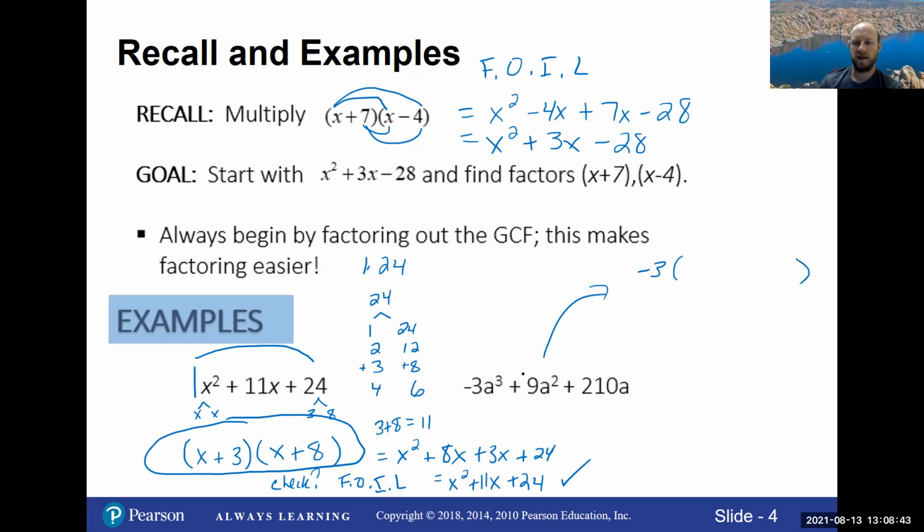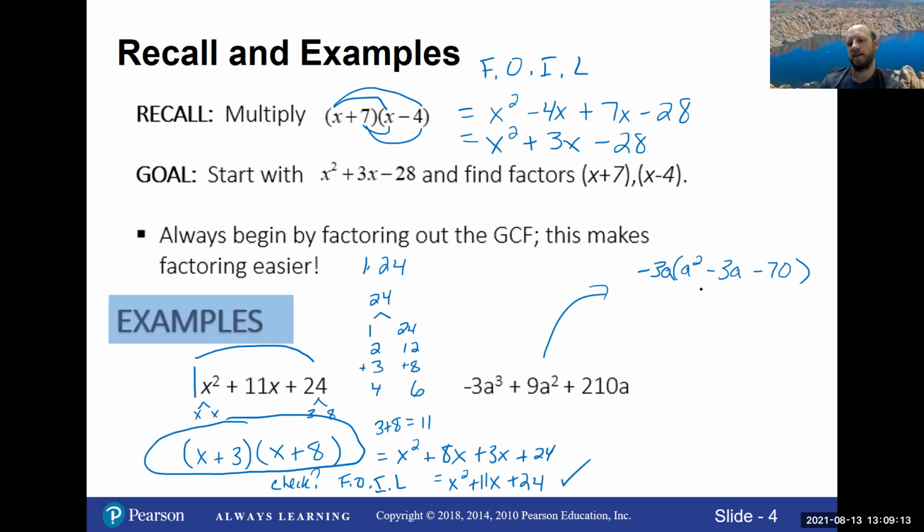And not only that, I'm also going to take out an a, because I have an a cubed, a squared, and an a. So I'm going to take out -3a. When I take that out of this one, I have an a squared left over. I have -3a to give me that positive 9a squared when I distribute. And then I have a -70.